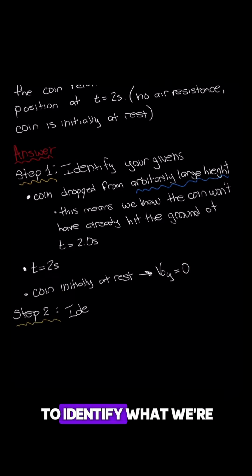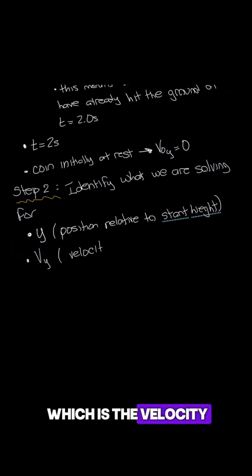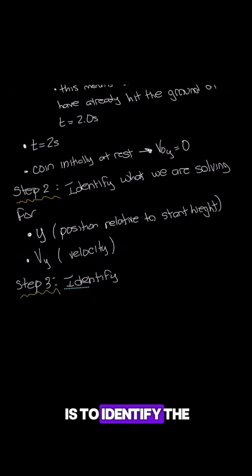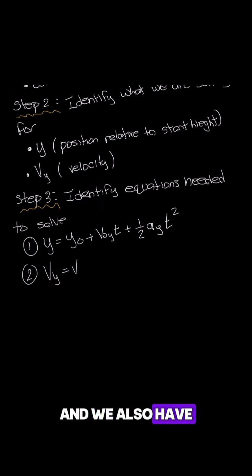The next step is to identify what we're solving for. In the question, it wants us to find y, the position relative to the start height, and vy, which is the velocity in the y direction. And then step 3 is to identify the equations needed to solve. So we have the position equation, and we also have the velocity equation.